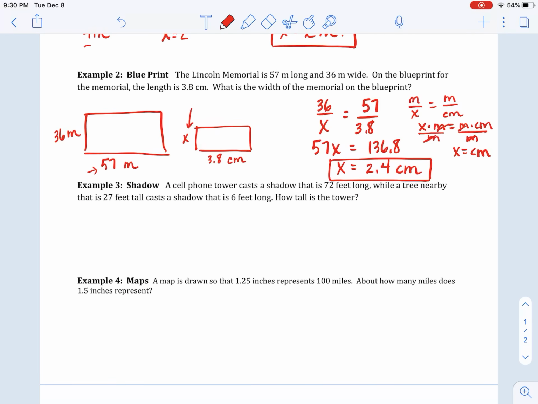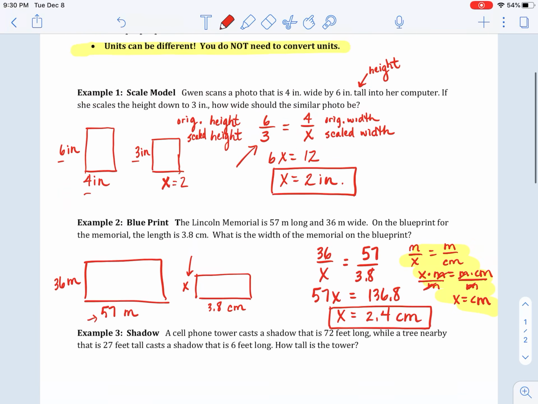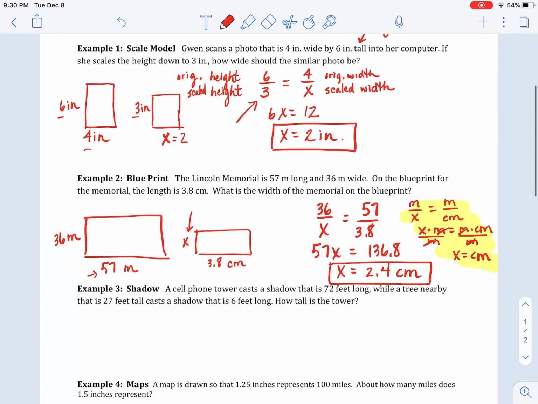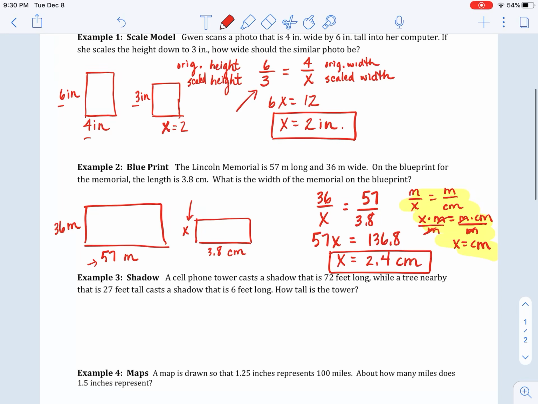If the missing dimension is on the shape that you put centimeters, then the dimension you're solving for would be centimeters. It's not necessary that you truly understand what I did over here in the highlighted yellow, but you do need to understand how to get the units right. All right, so those are very similar. Scaling something down or creating a blueprint is like taking a dimension and making it smaller.